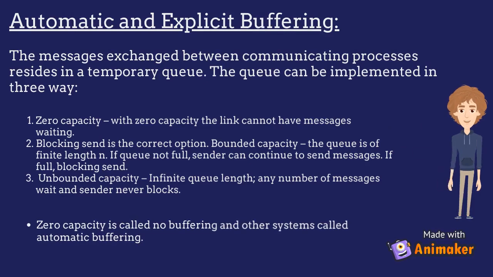Automatic and explicit buffering. The messages exchanged between communicating processes reside in a temporary queue. The queue can be implemented in three ways. Zero capacity. With zero capacity, the link cannot have messages waiting. Blocking send is the correct option.